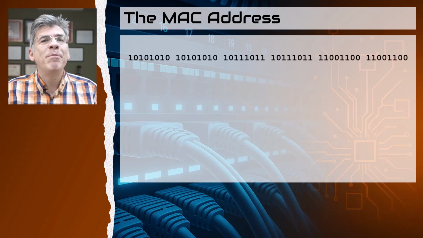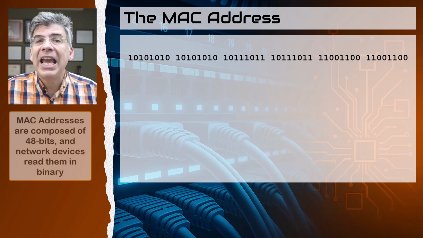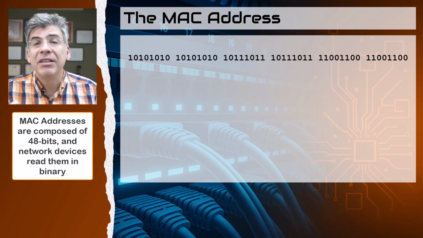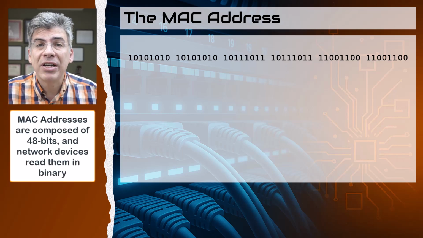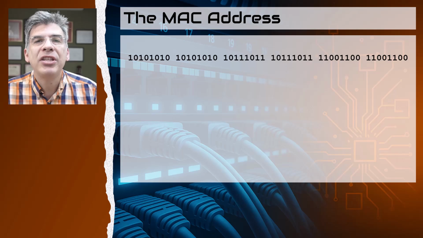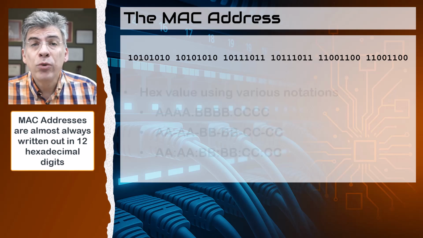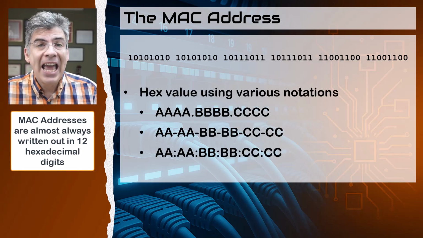Now, it doesn't look familiar, does it? Actually, a MAC address is composed of 48 bits, and each network device reads these addresses in binary. However, for us humans to manage these addresses, they are almost always written out in hexadecimal. And this is what this same address looks like in hex.